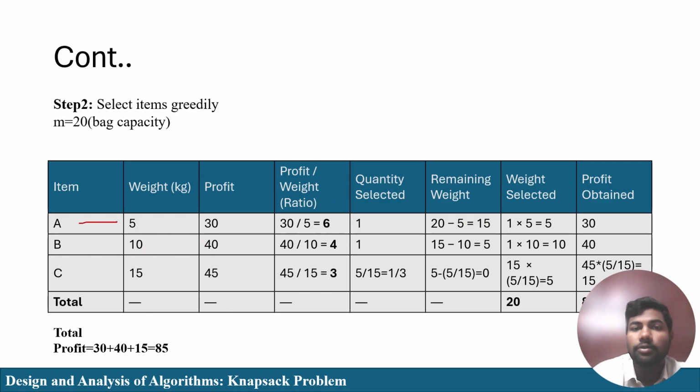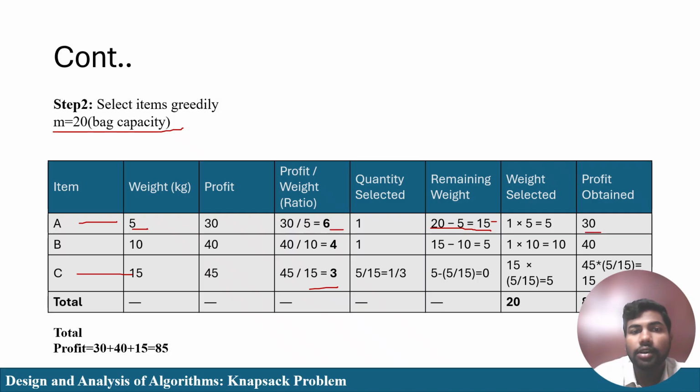Item A has the highest ratio, that is 6, and item C has the lowest ratio, that is 3. The weight of the knapsack is 20. So, the first item can be inserted, and the remaining weight after inserting the first item is 15, and the profit of the first item is 30.